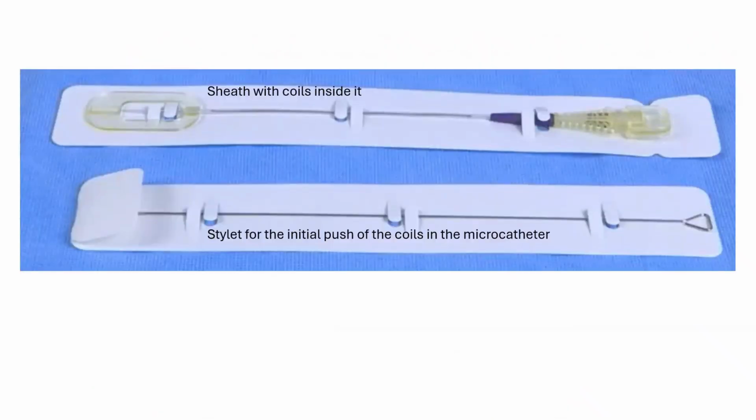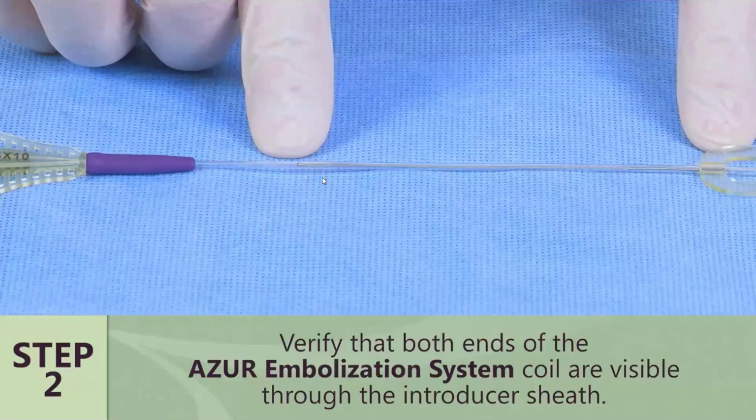And I will explain now how to advance those pushable coils, and I will use Azure Terumo for illustration. Those are the two typical components of a pushable coil. You have the sheath, which has coils inside it. It's a white plastic sheath with those black coils inside it. And you have a stylet for the initial push of the coil inside the microcatheter. And you can see here in magnified form the sheath and the coils inside it.